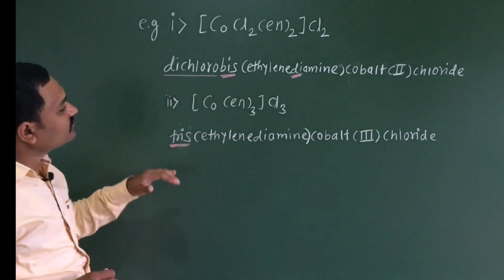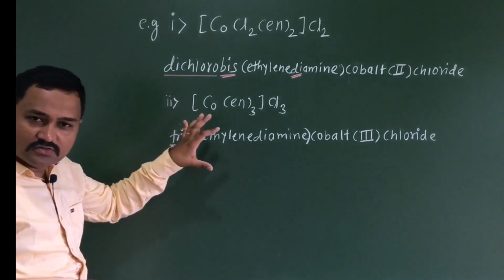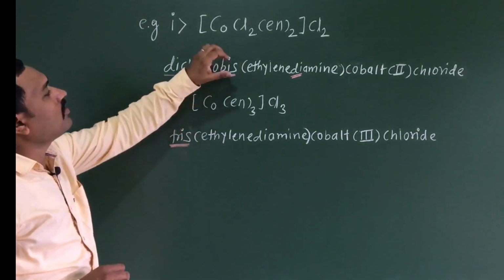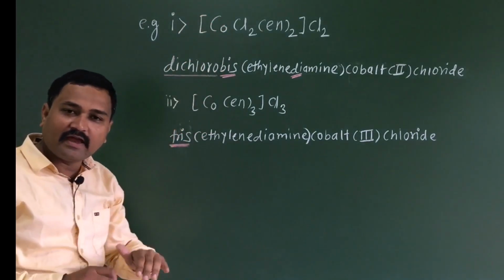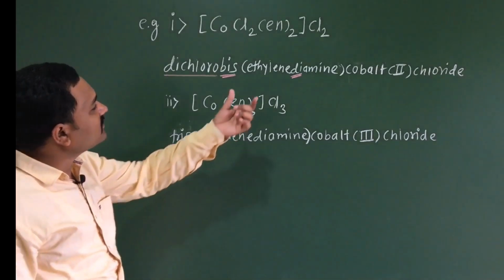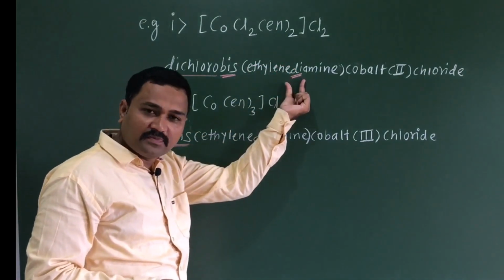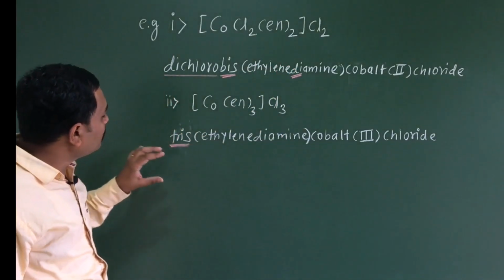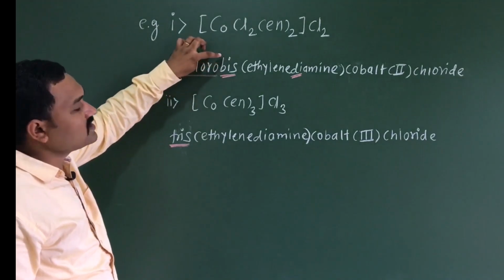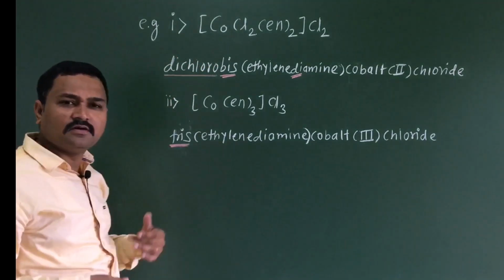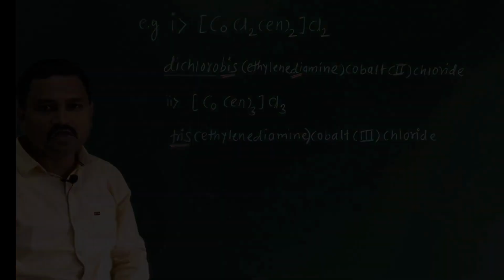So this is the simple rule which is used for naming the complex ion or the ligand in which the name itself already has a prefix. Hence we have to use these special prefixes such as bis, tris, tetrakis and so on.